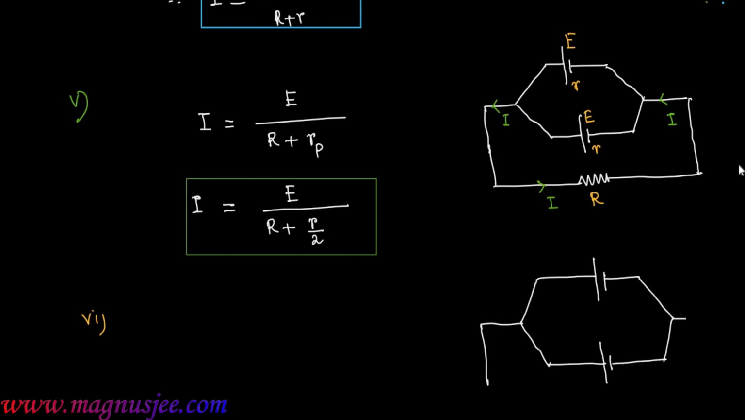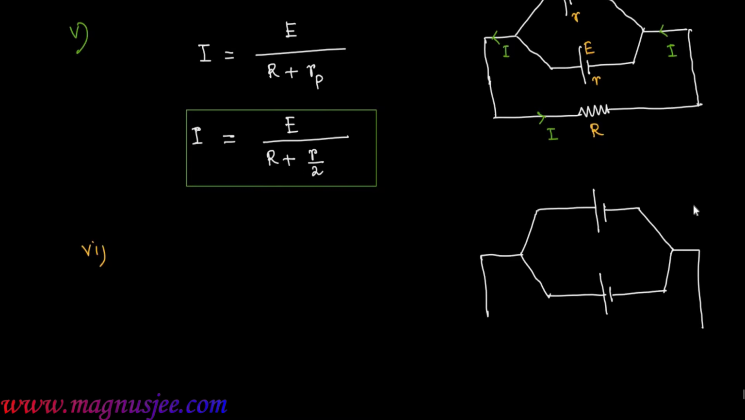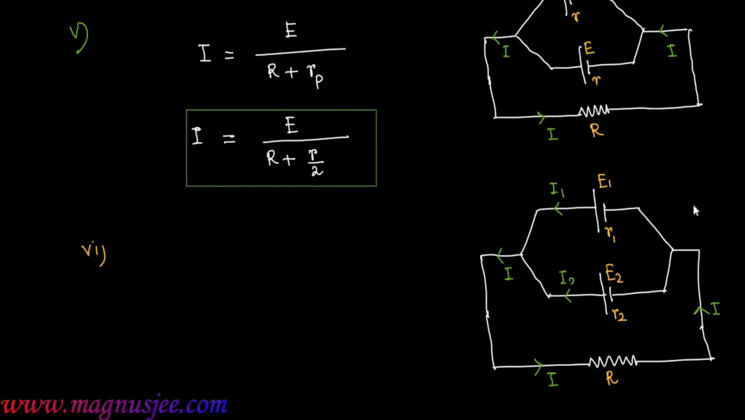Now again we can consider a parallel combination of two cells having different EMFs E1 and E2. r1 and r2 are the internal resistances of the cells. Capital R is the external resistance which is connected to the parallel combination. I is the current which is flowing through the external resistance capital R. I1 and I2 are the currents which are generated from the cells of EMFs E1 and E2.